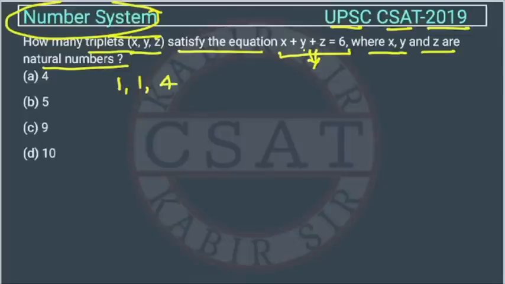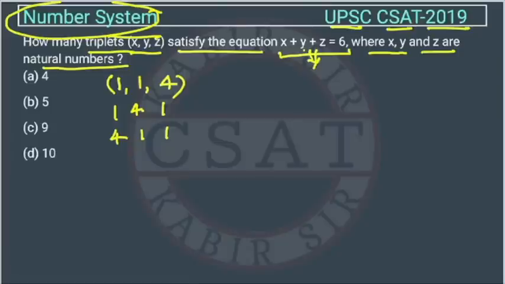Now from this set, how many numbers can we generate? It is possible that 4 will come in between and 1 will come this side, and it is also possible that 4 will come this side and 1 this side, right? So there are 3 possibilities with this triplet. So in total 3 triplets we generated, right?